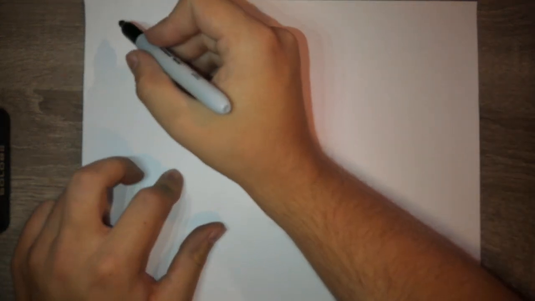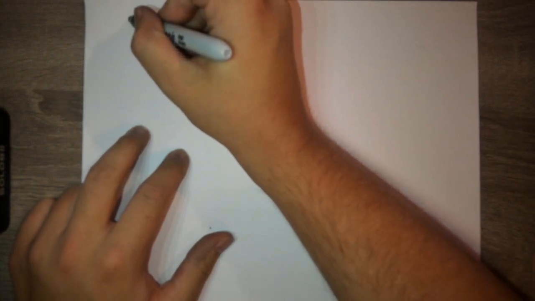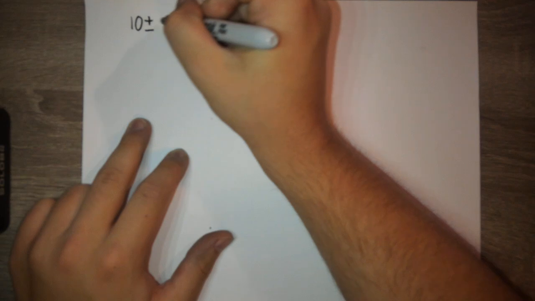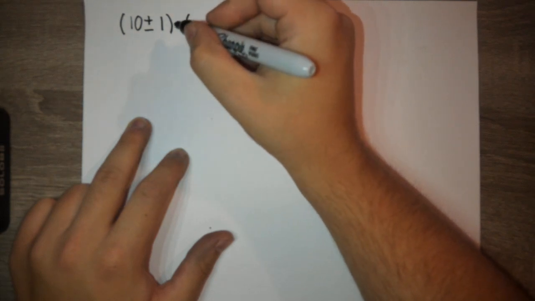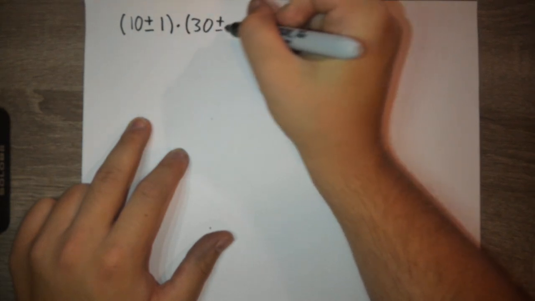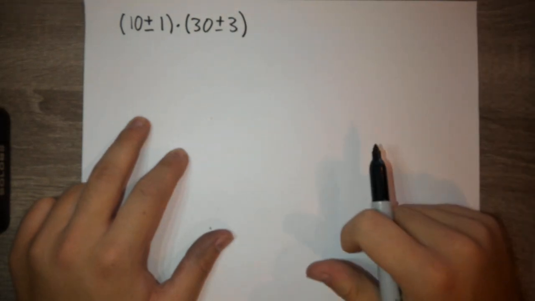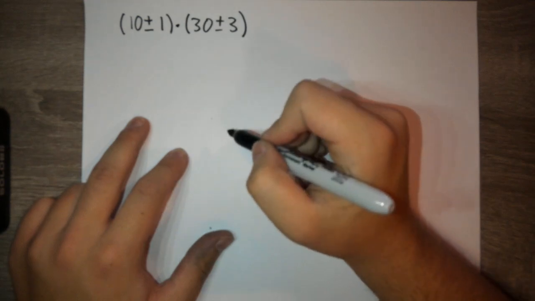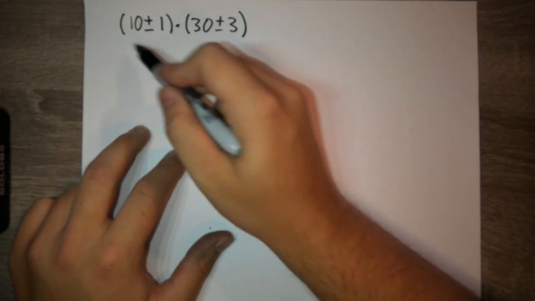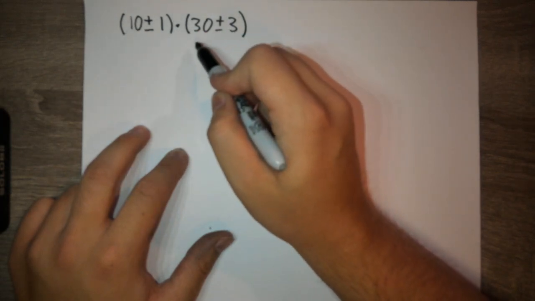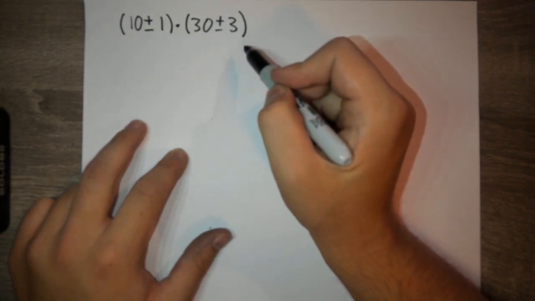In order to be able to do multiplication and division of uncertainties, we need to make use of the relative uncertainties. So to start with multiplication, if we have something like this, 10 plus or minus 1, and we want to multiply it with 30 plus or minus 3. Unlike addition and subtraction, we can't combine the two uncertainties by adding them together.